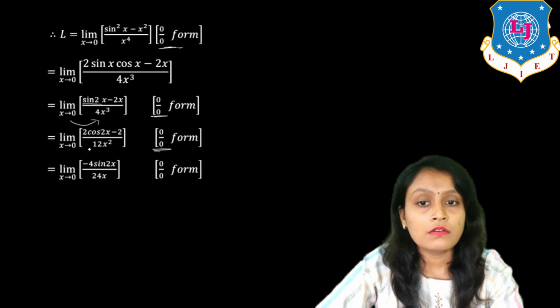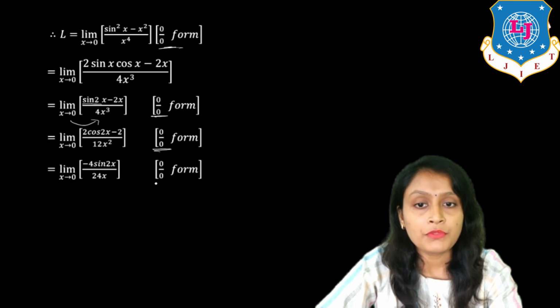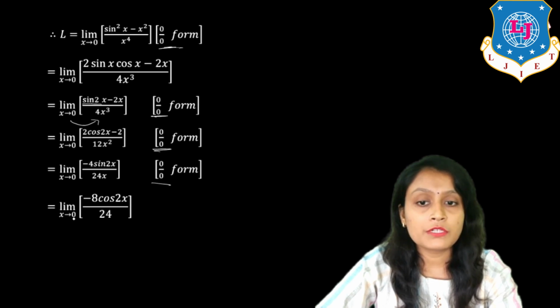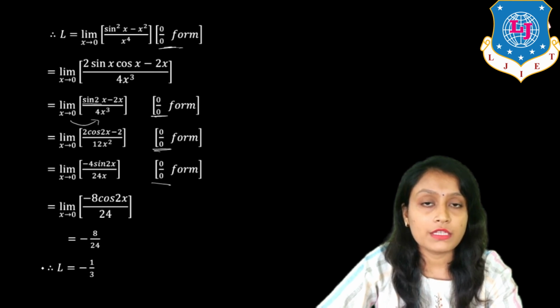Okay, then apply L'Hopital's rule, take the derivative, so you will get minus 4 sine 2x upon 24x, again 0 by 0 form, so again we have to take the derivative, so you will get limit x tends to 0 of minus 8 cos 2x upon 24. Now substitute x is equal to 0 here, so you will get minus 8 upon 24 because cos 0 is 1. Okay, so you will get the final answer of the limit on simplification as minus 1 upon 3.